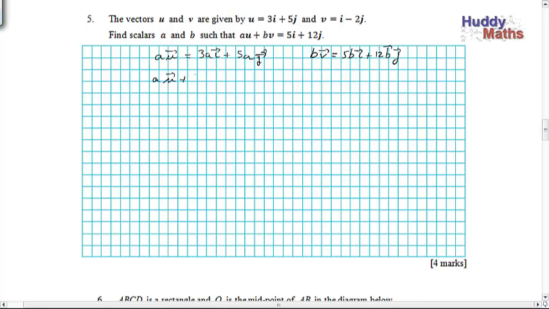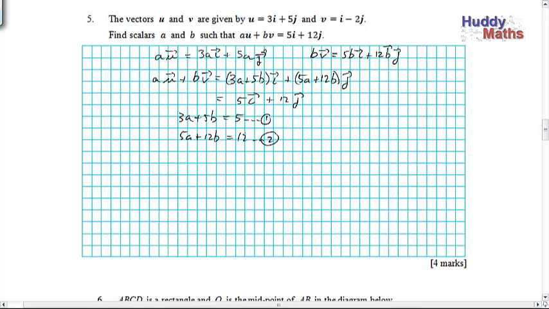AU plus BV will be equal to 3A plus 5BI, adding the I components, and 5A plus 12BJ. And this has to equal 5I plus 12J. So what does that mean? Got 2 equations, 3A plus 5B equals 5, equation 1, and 5A plus 12B equals 12, equation 2.